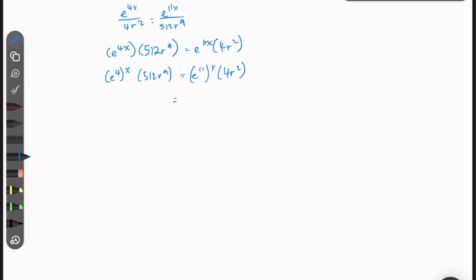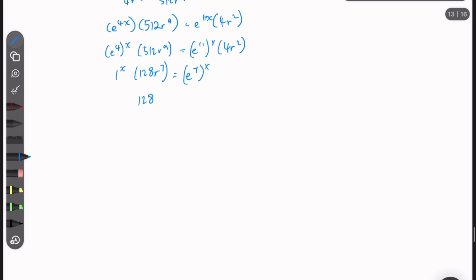Okay, so we can divide both sides of the equation where there's e to the power of something by e to the power of 4. So this part will be 1x and this will be e to the power of 7 times x. And then we can also divide by 4r squared. So it will leave us with 128 r to the power of 7.